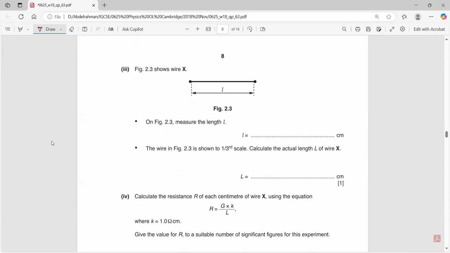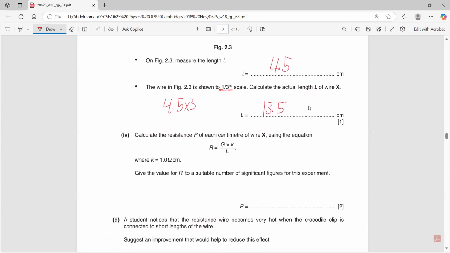Figure 2.1 shows the wire X, measure the length L. Can I measure length L? Yes, it would be 4.5 centimeters. Again, if your reading is slightly less than 4.5, it is okay. The wire is 1/3 the scale. What do I mean by 1/3 the scale? Can I find the actual length? Yes, I can find the actual length. I need to multiply by 3. You need to multiply by 3, which is 13.5 centimeters, or whatever your reading is, times 3.